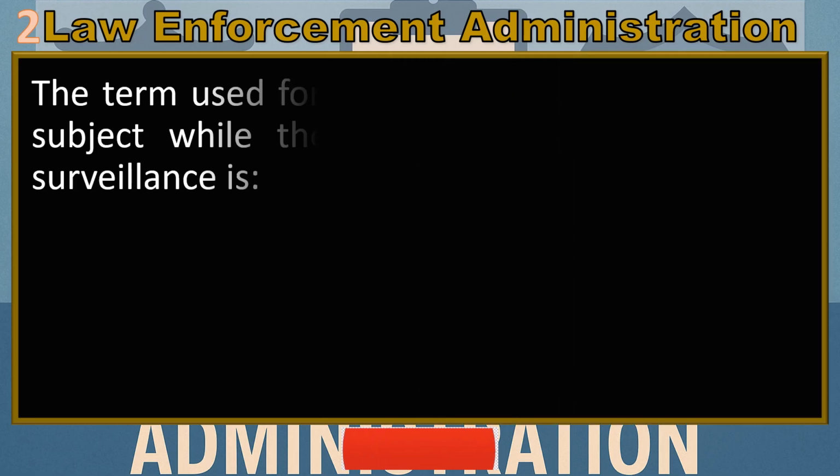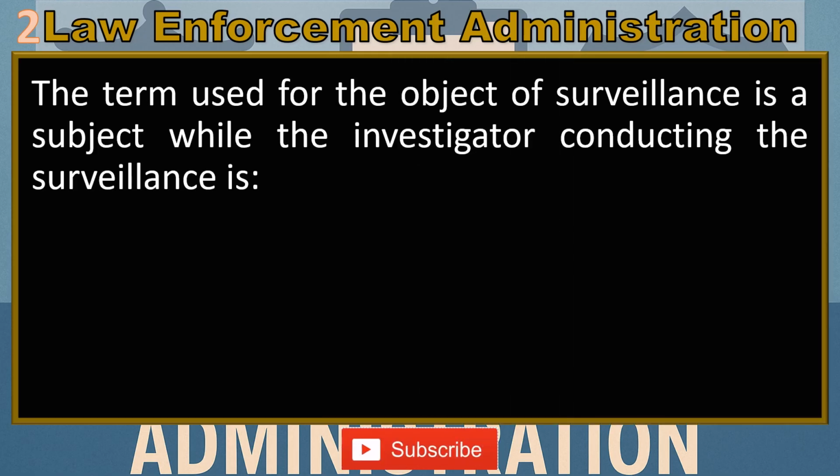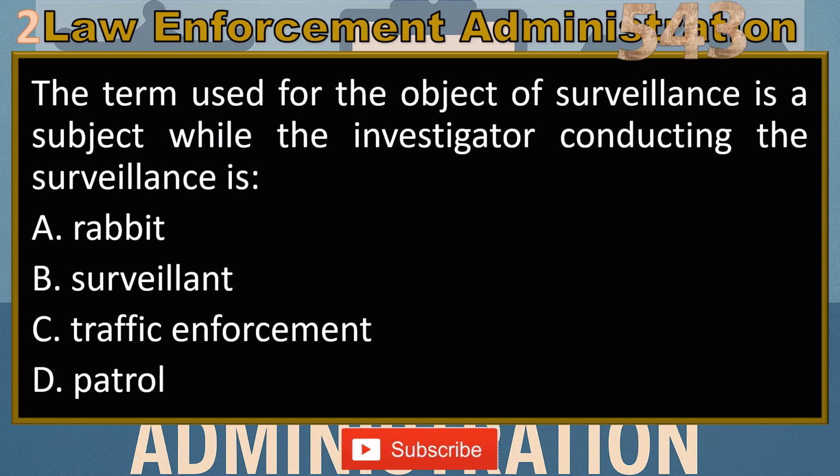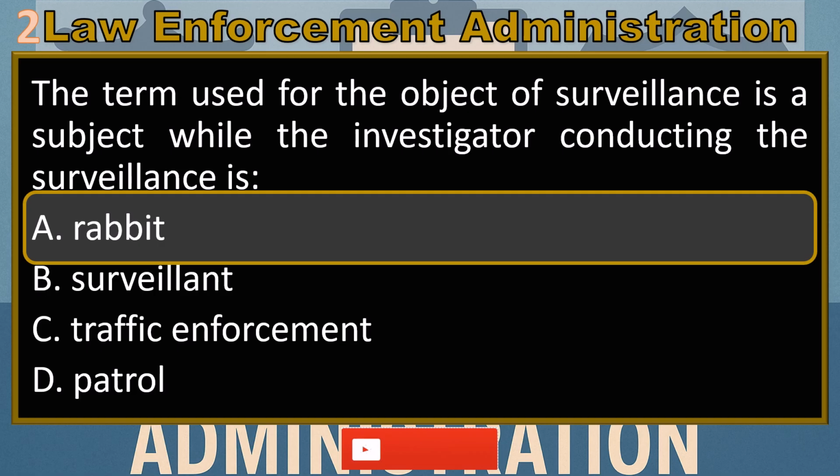The term used for the object of surveillance is a subject while the investigator conducting the surveillance is. Letter A: rabbit. Letter B: surveillant. Letter C: traffic enforcement. Letter D: patrol. In the next 5 seconds, select the best response from the available options. 5, 4, 3, 2, 1. The letter of the correct answer is A: rabbit. The term used for the object of surveillance is a subject while the investigator conducting the surveillance is rabbit.